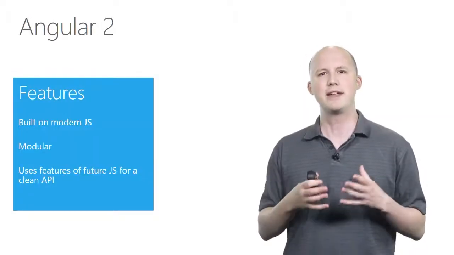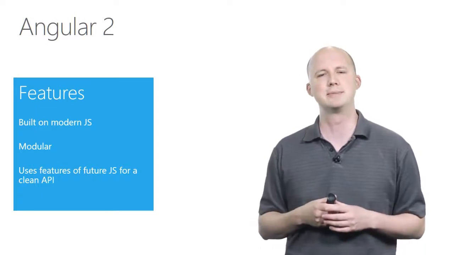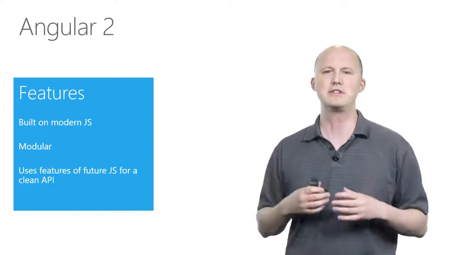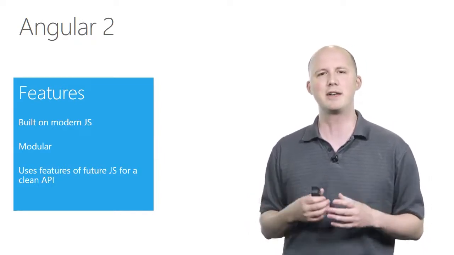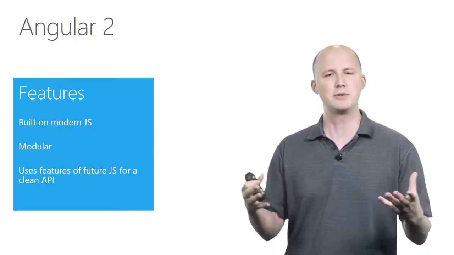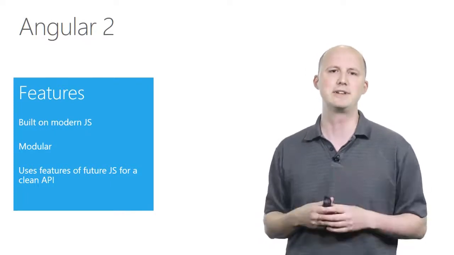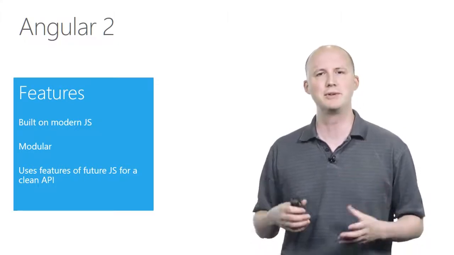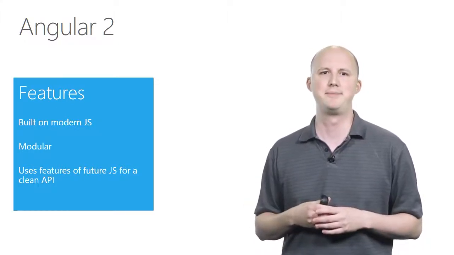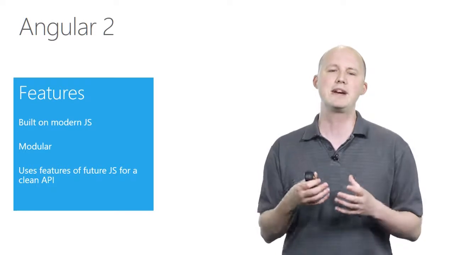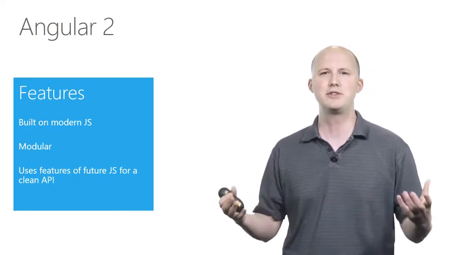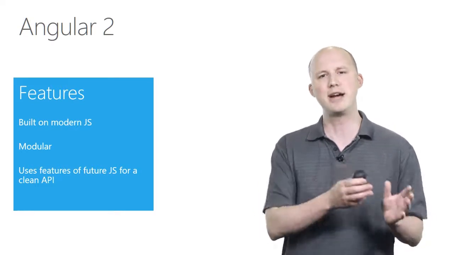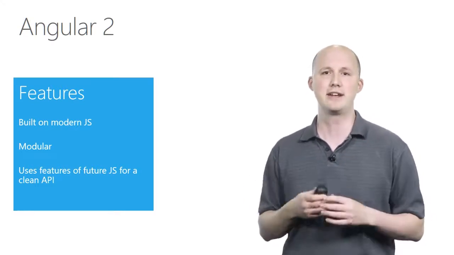So let's talk a bit about Angular 2 and how that works with TypeScript. First, Angular 2 is built on modern JavaScript. So these are the features like classes and modules that we were talking about before. These features, of course, come from the ES6 standard, the one that was recently standardized. This allows you to write more modular code and more object-oriented code. And also, because you can use things like decorators, it allows you to use features from future versions of JavaScript today in a nice, clean API that compiles down to very standardized JavaScript.